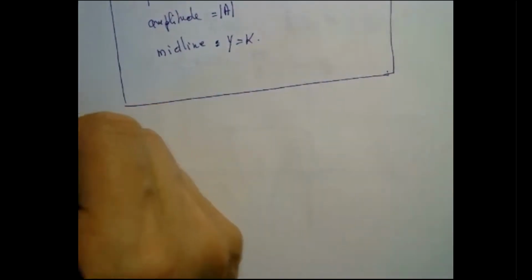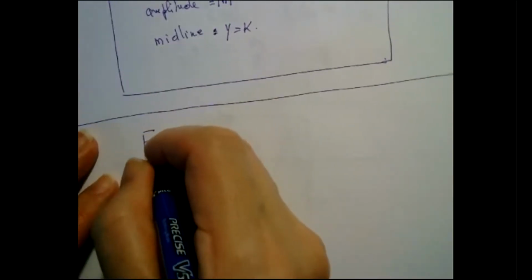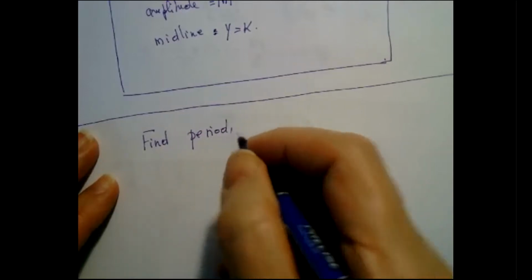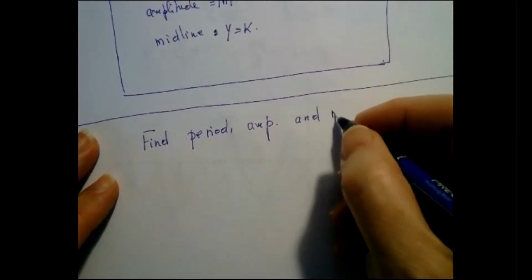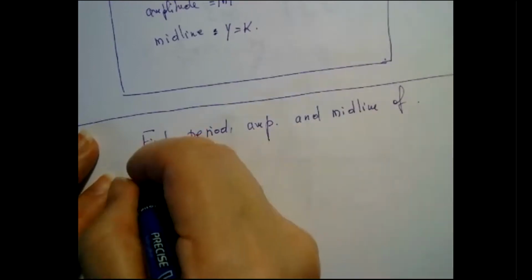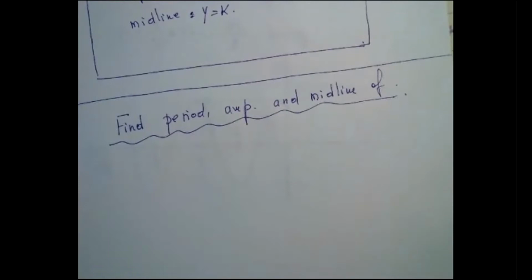So I would like to do 2 types of problem. The first problem is: find the period, amplitude, and the midline of the following function. Based on what we did so far, this problem should not be hard anymore. So I'm going to give you the function.